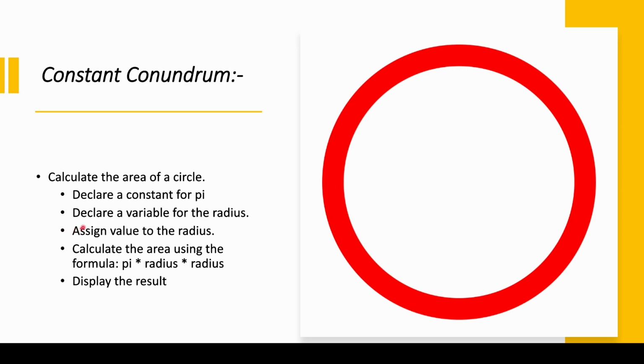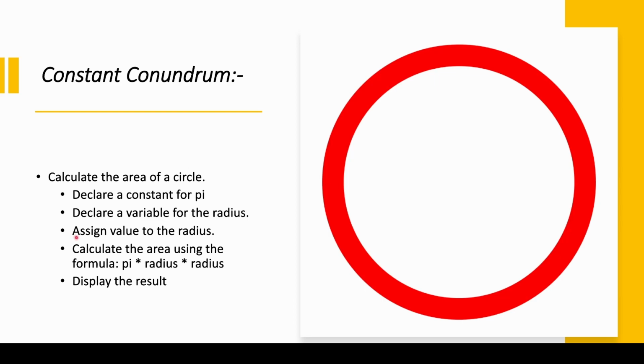And the second task is to declare a variable for the radius. As you all know, the formula for the area of a circle is pi r square. This is the basic formula you all learned in your elementary classes. So you have to declare a variable named radius, as we need the radius.